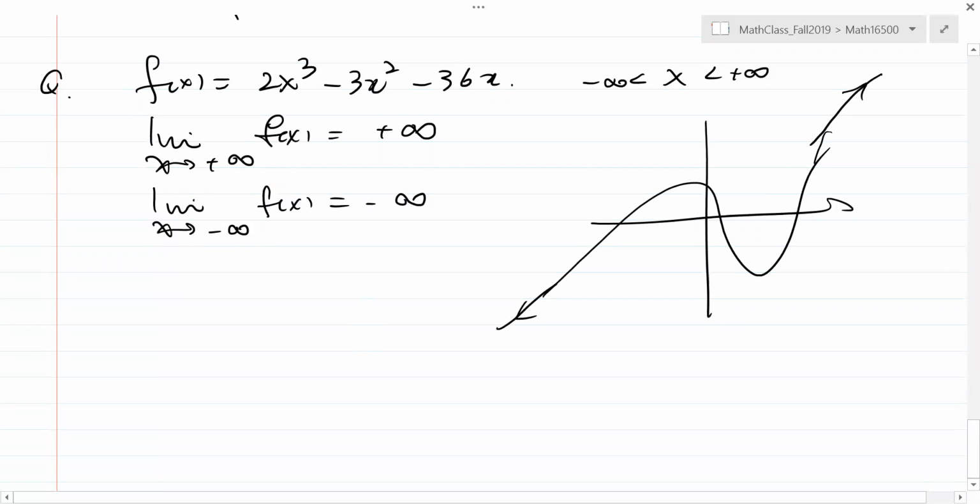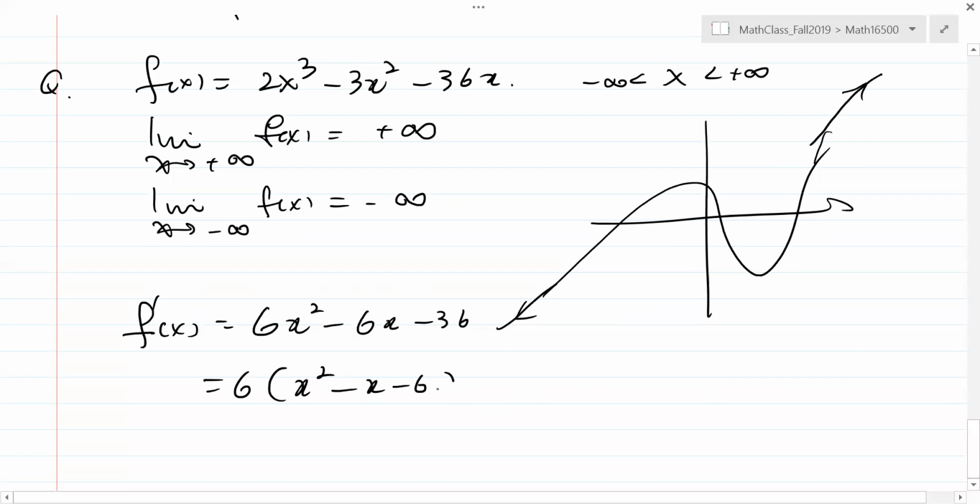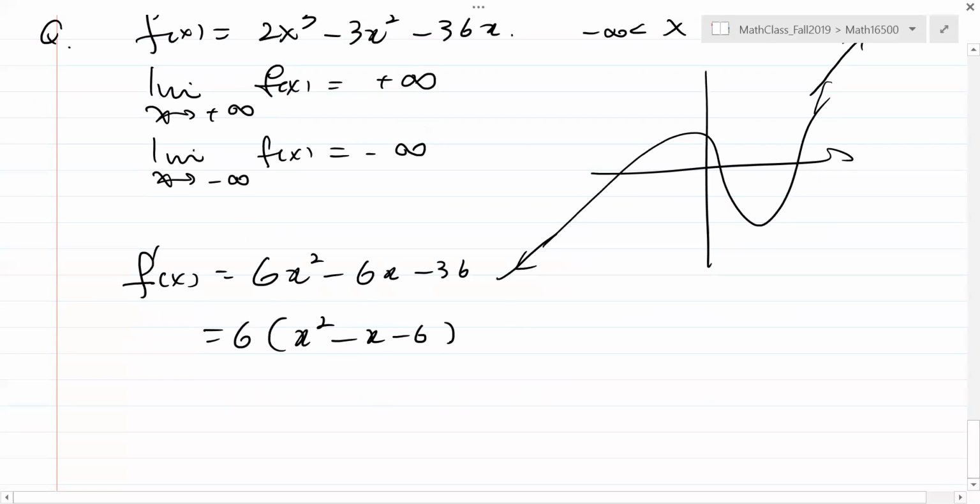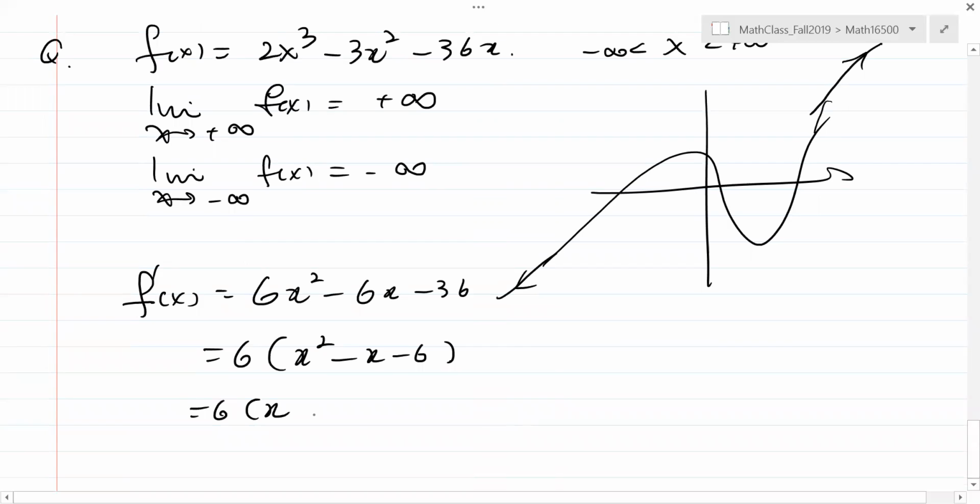All right, so let's take a look at f prime, the derivative. The derivative is going to be 6x squared minus 6x minus 36. Factor out 6, and set it to 0. x equals -2, x equals 3.